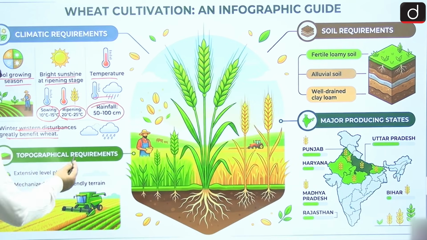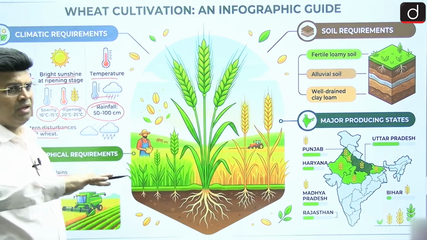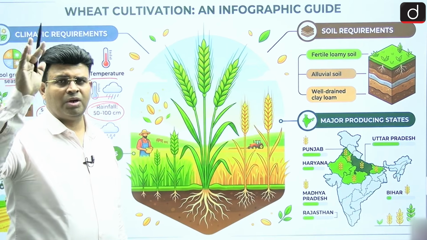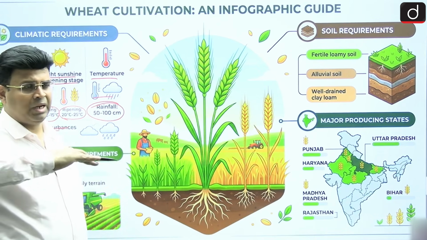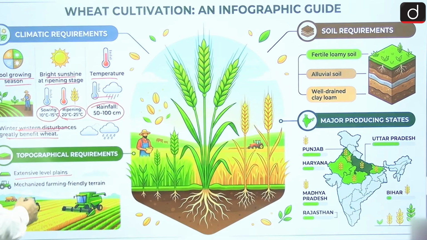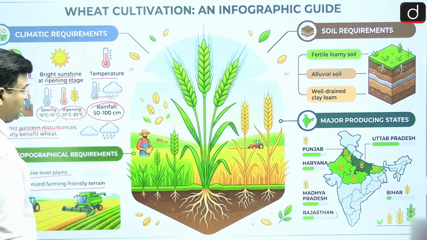And you can say the topographical requirement is an extensive level plain. Yes, there is a need of level plain. It is not required to grow on the mountainous region. Level plain, plain areas are required. Mechanized farming friendly terrain is there.